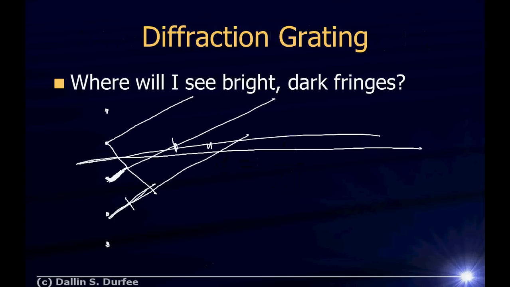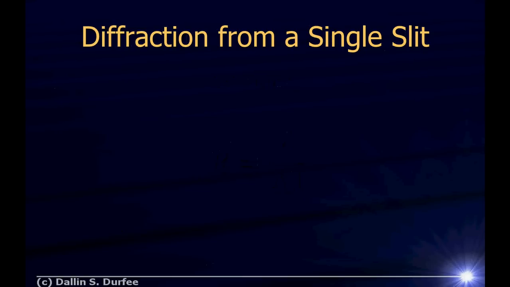Okay. Now, next topic. We're going to talk about the diffraction pattern you get from a single slit. It turns out you can get diffraction. You can get an interference thing going on, which makes a pattern even if your light goes only through a single slit.